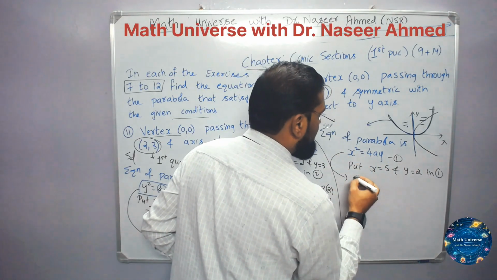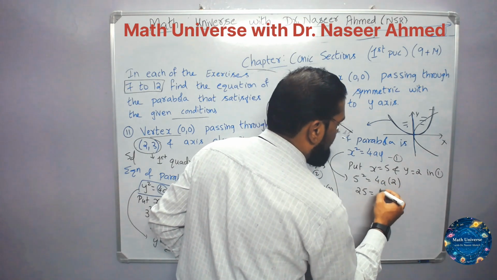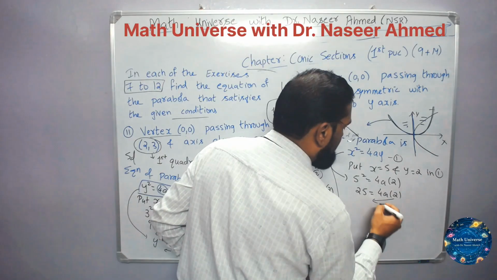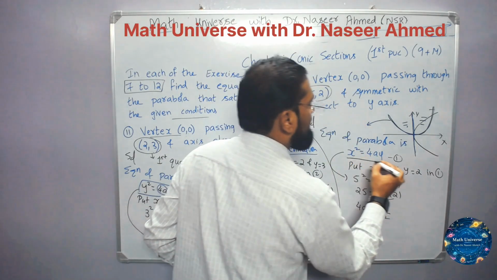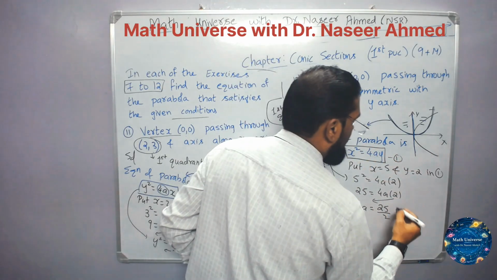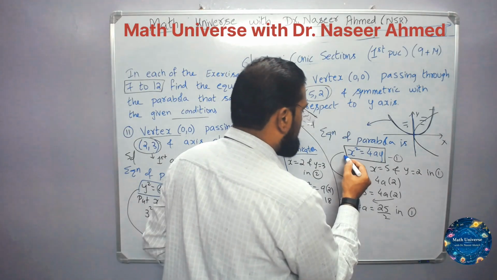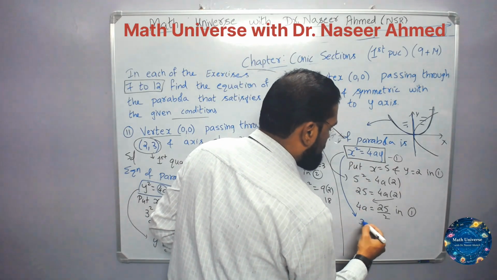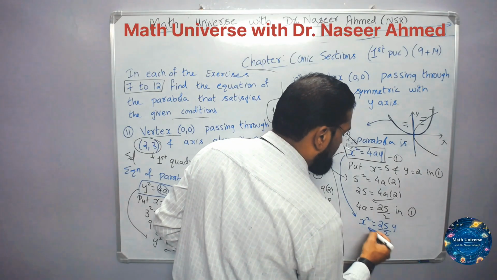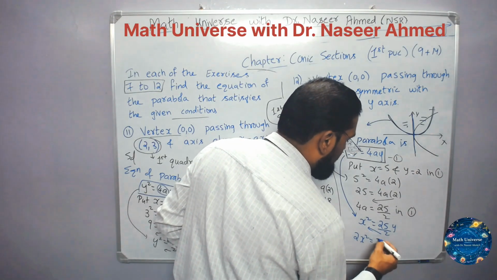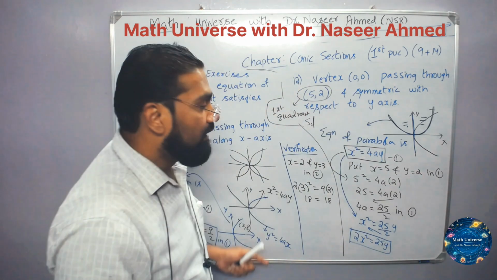So this will become 5 square is equal to 4a times 2. 5 square is 25, equal to 4a into 2. Cross multiply, 4a is equal to 25 by 2. Substitute here in equation number 1. So we are going to have x square is equal to 4a, which is 25 by 2, into y. Cross multiply, 2x square is equal to 25 times y. This will be the required equation of the parabola.